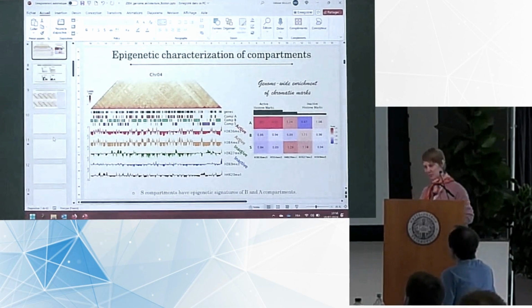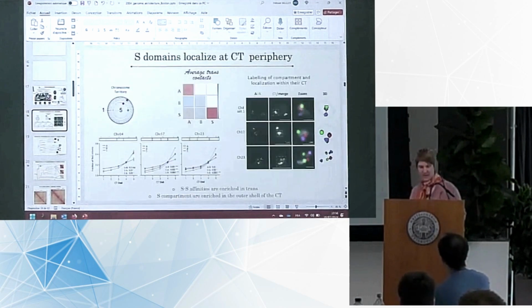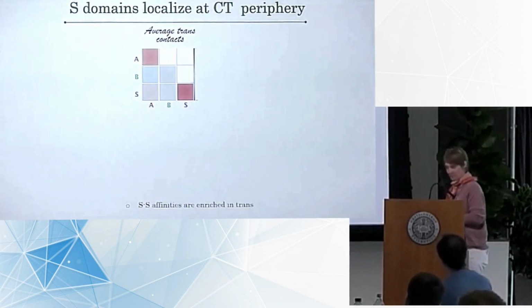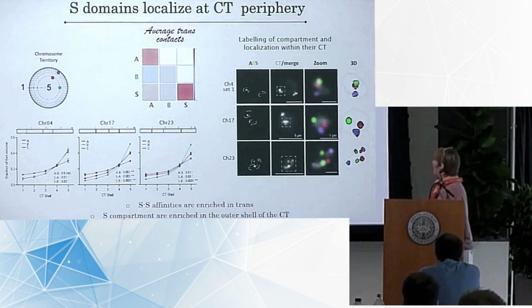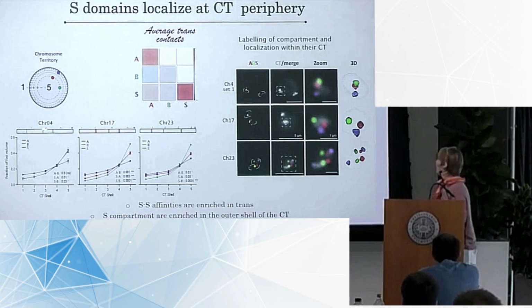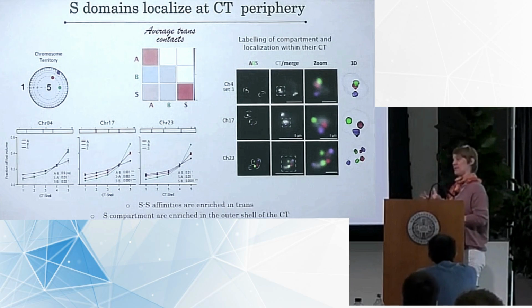Yes, that's something we have explored. Not fully, but we already have some hint into that, which is pretty interesting. We did this work in collaboration with Leah Rosin at the NIH. She labeled all compartment types in different chromosomes, A, B, and S, and looked at their localization relative to the chromosome territories. What she sees is that these S are actually enriched at the periphery of chromosome territories.